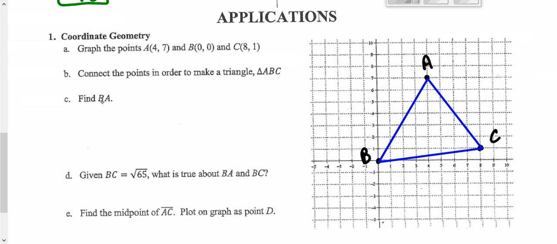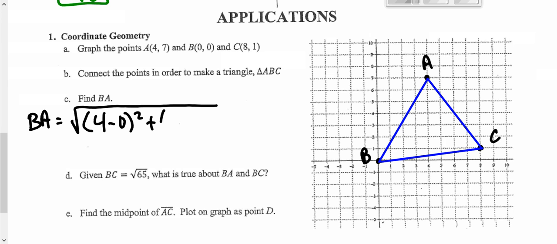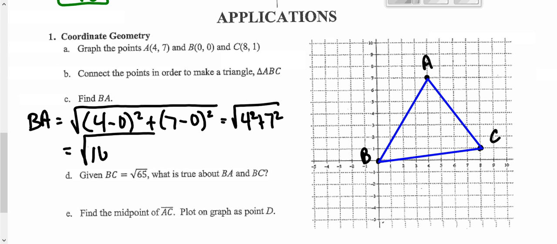Now it says to find the distance from B to A. So let's go ahead and do that. We can do that one of two ways. We could use the Pythagorean theorem, or we can use our distance formula. I'm going to go ahead and use the distance formula here. So from B to A, we'll look at those points and say, okay, that's going to be 4 minus 0 squared plus 7 minus 0 squared. That gives us the square root of 4 squared plus 7 squared, which is going to be 16 and 49, which is the square root of 65.